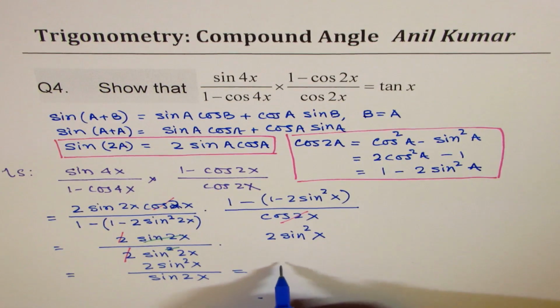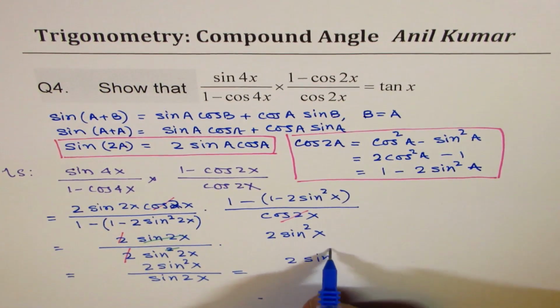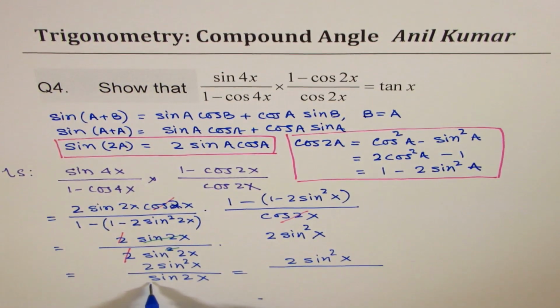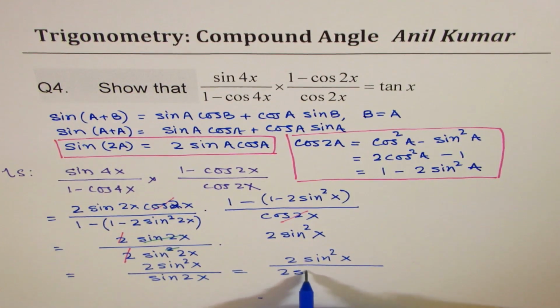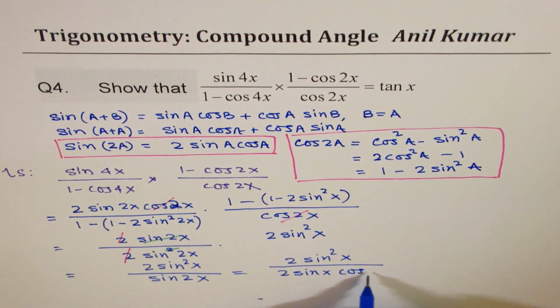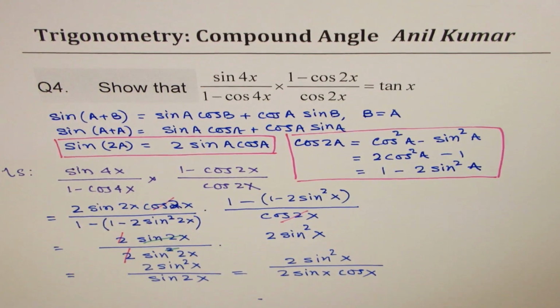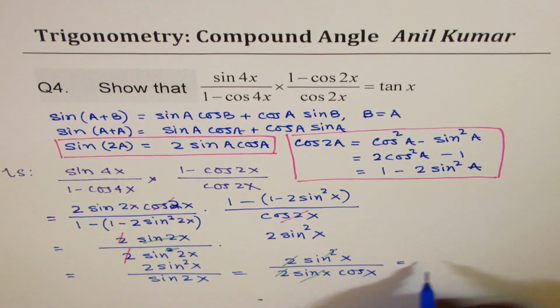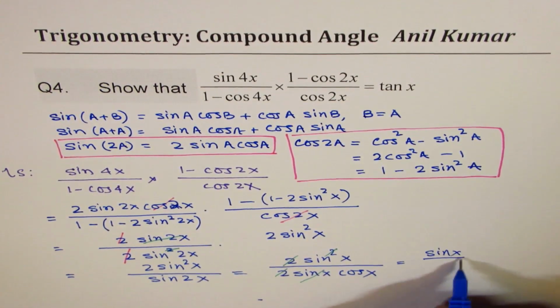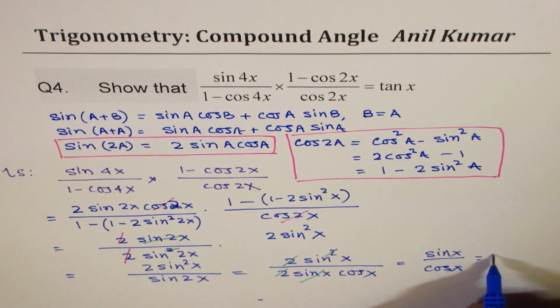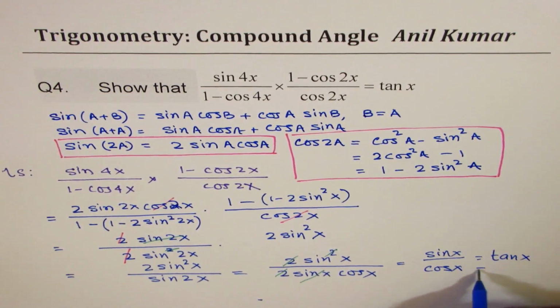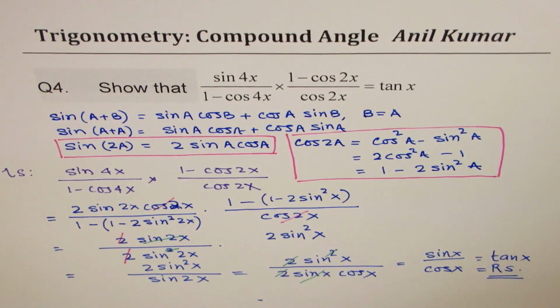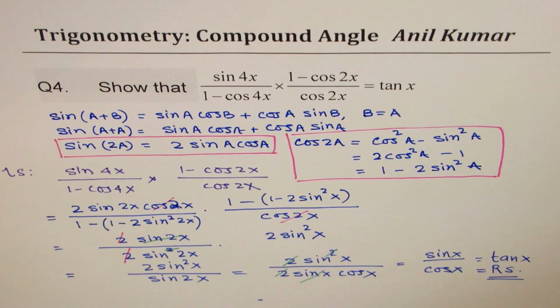Now what is sine 2x? So we have 2 sine square x divided by sine 2x, which is twice sine x cos x. Now you can cancel these 2's and one of the sines, and you are left with sine x over cos x, which is indeed tan x, which is the right side. Do you see that? So that is how you can actually prove what you wanted to. The product of these two is tan x.